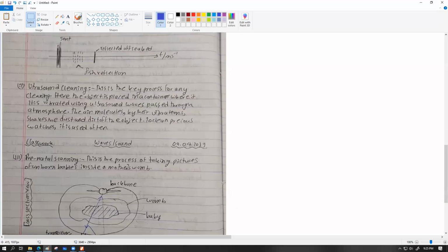And then the third use that we have is called prenatal scanning.